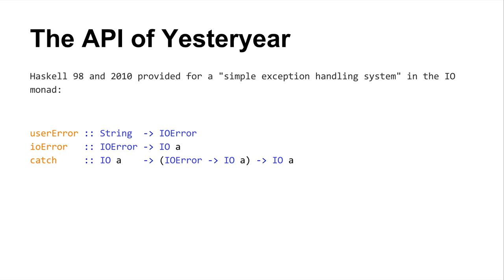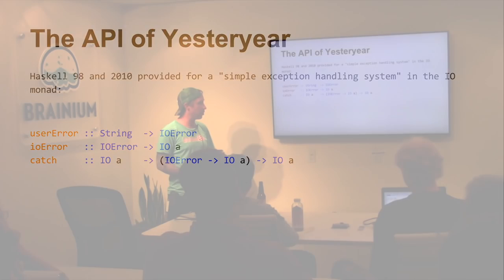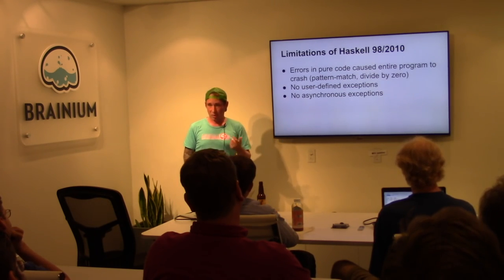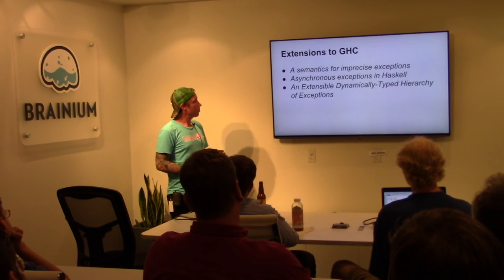You got a simple exception handling system in the IO monad. So you could do things like create your own IO error, and you could throw an IO error in the IO monad, and you could catch IO errors in the IO monad. But you couldn't do things like raise exceptions in pure code. You couldn't create your own exceptions. You could only use this IO error thing. And there was no way of dealing with asynchronous exceptions.